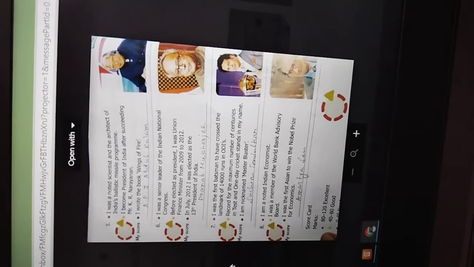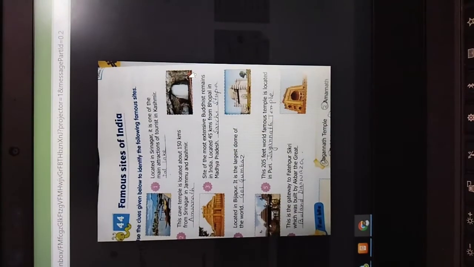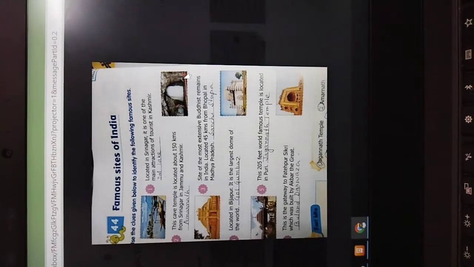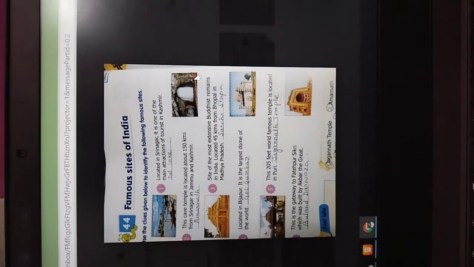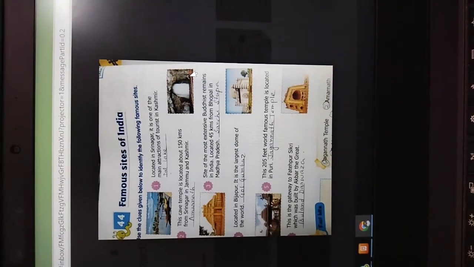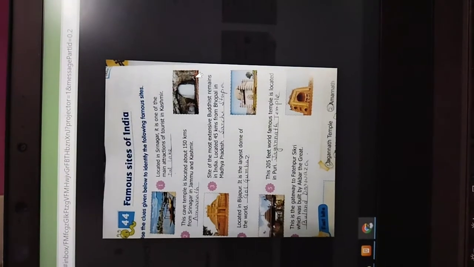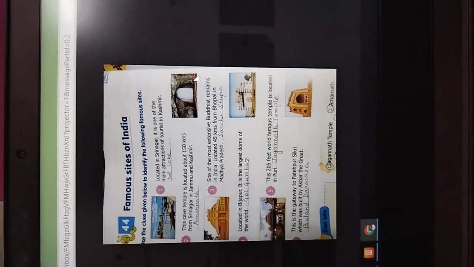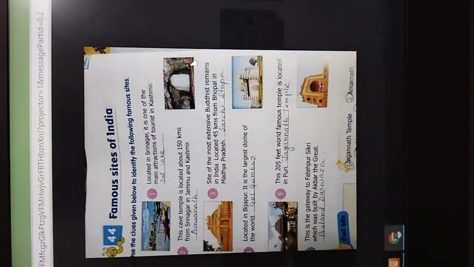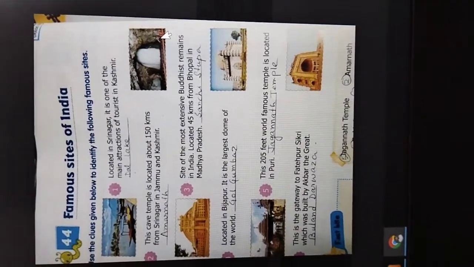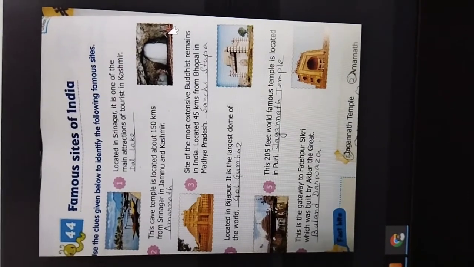Page number 64. The chapter number 44 and the chapter name is Famous Sites of India. Okay, so on this page you can see the picture is there, so you can identify easily. Number one, located in Srinagar, it is one of the main attractions of tourists in Kashmir, that is Dal Lake.